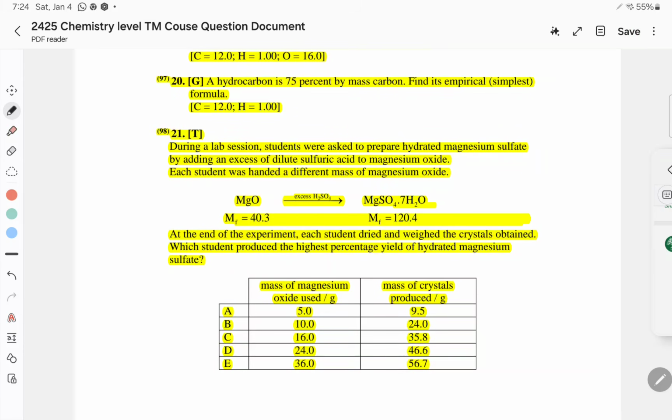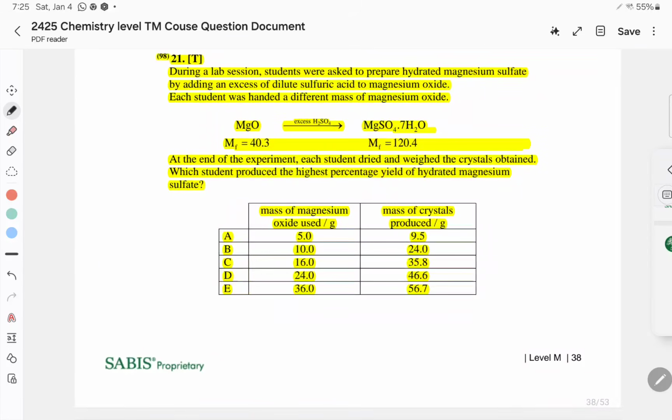So during a lab session, students were asked to prepare hydrated magnesium sulfate by adding excess dilute sulfuric acid to the magnesium oxide. Each student was handed a different mass of magnesium oxide, and MgO with excess H2SO4 turns into MgSO4 with xH2O, which is hydrated magnesium sulfate. At the end of the experiment, each student dried and weighed the crystals they obtained. Which student produced the highest percentage yield of hydrated magnesium sulfate?